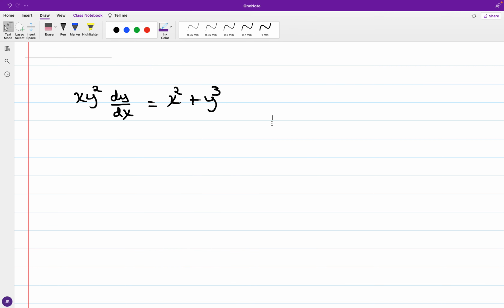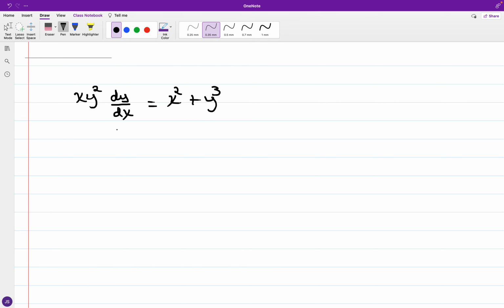Okay, now continuing on with a Bernoulli equation, I just want to mention something. We have been fresh off of the homogeneous first order differential equations, and I just want to mention something.